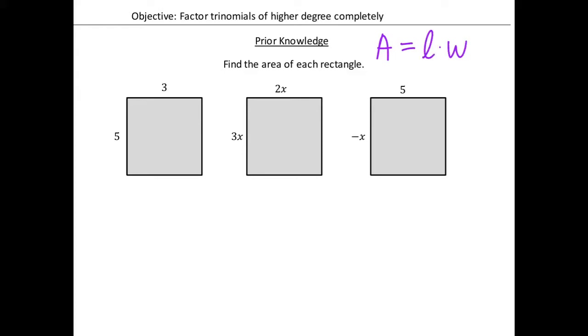Okay? So to find the area for this first example, you're going to take the length times the width, so like 3 times 5, and then figure out what that would be. For the middle one, what's the length times the width? Well, you would do 2x times 3x. Multiply them and figure out what you get, and so forth. Try to see if you can find the area for all 3 of those.